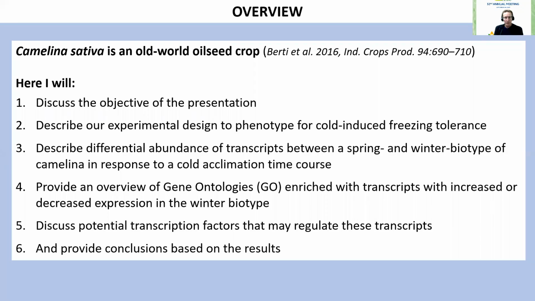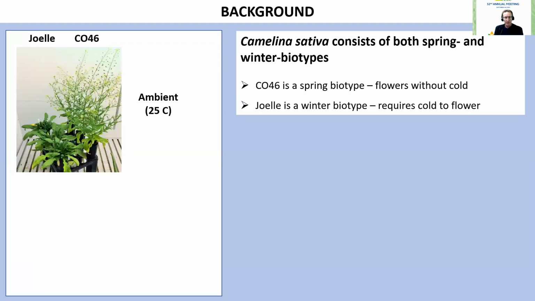Today, I will provide an overview of the objectives, describe the experimental design used to phenotype for cold-induced freezing tolerance, describe the differential abundance of transcripts observed between a spring and a winter biotype of Camelina in response to a cold acclimation time course, provide an overview of gene ontologies enriched with transcripts in a winter biotype of Camelina, discuss transcription factors that likely regulate transcript expression in Camelina, and provide conclusions.